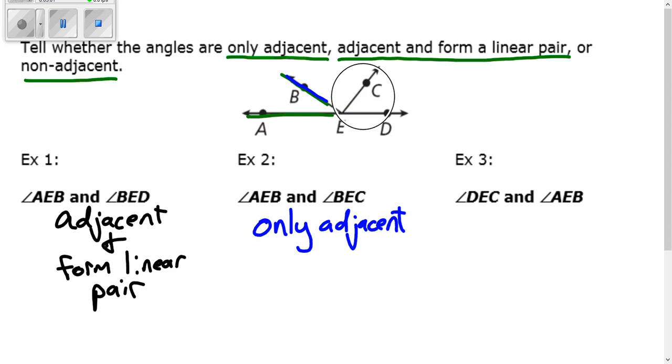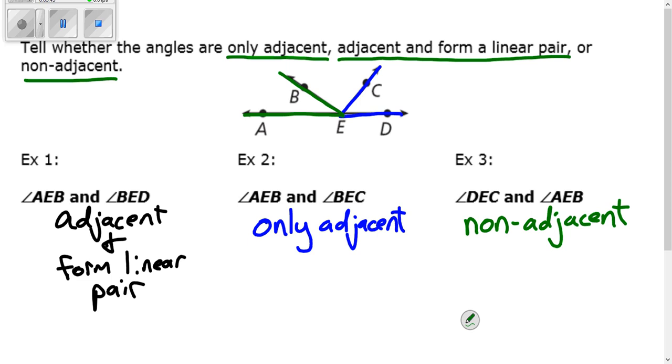All right, we'll erase that and then do example number 3. Angle DEC, right there in blue, and angle AEB, there in green. They share a point. They both connect there at E, but none of their sides are touching. They are not side by side. They do not share a side. So they are not adjacent. They are non-adjacent.